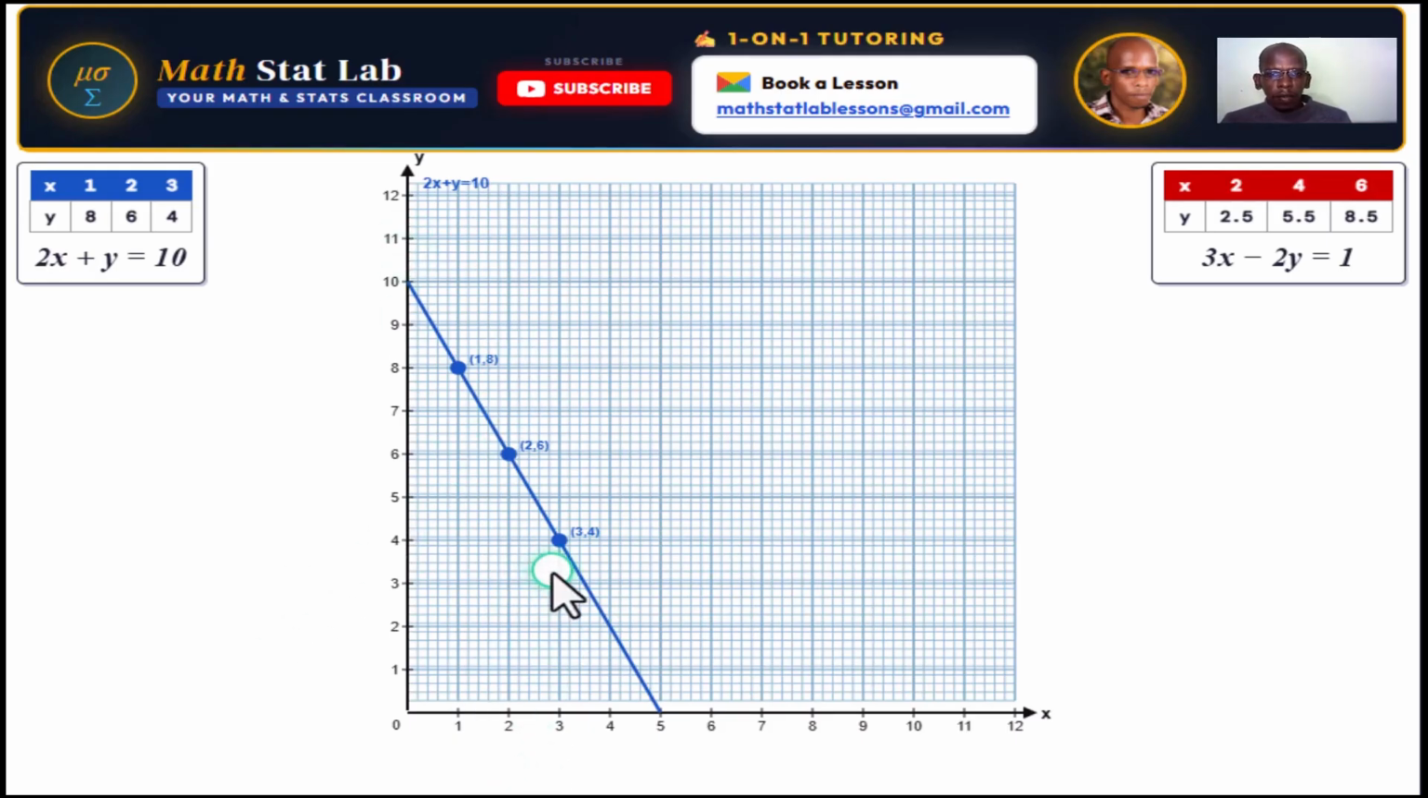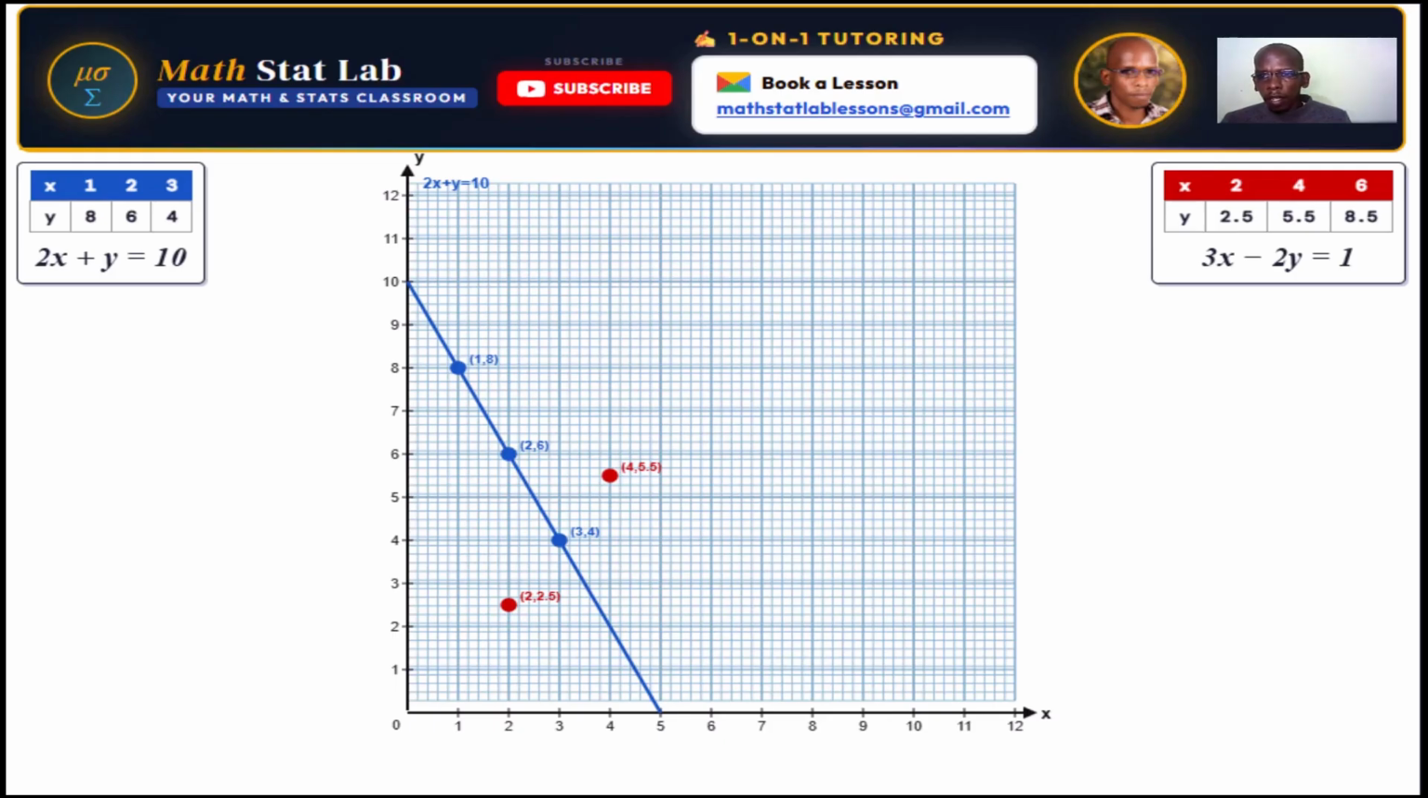We can repeat this for the second line because we have the coordinates. To check for the second equation, when x is 2, y is 2.5 on the y-axis. So 2.5 is somewhere here, just halfway to 3. Then when x is 4, y is 5.5. So 5.5 is somewhere there on your way to 6.